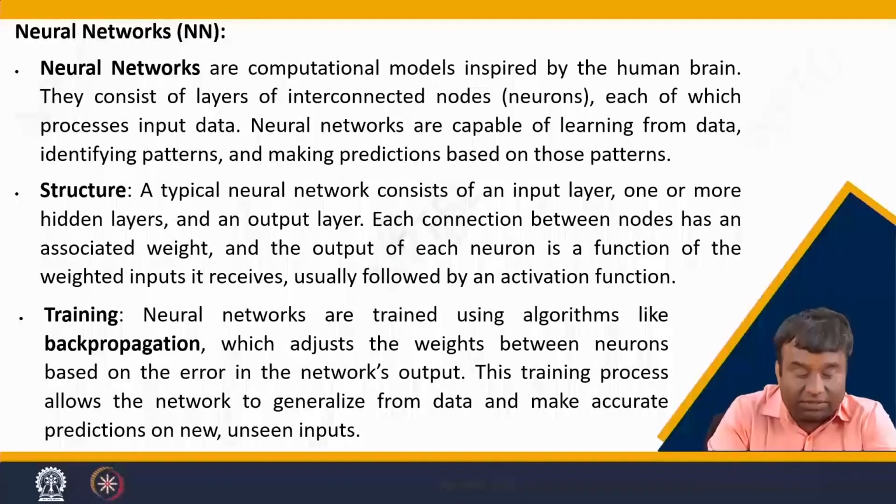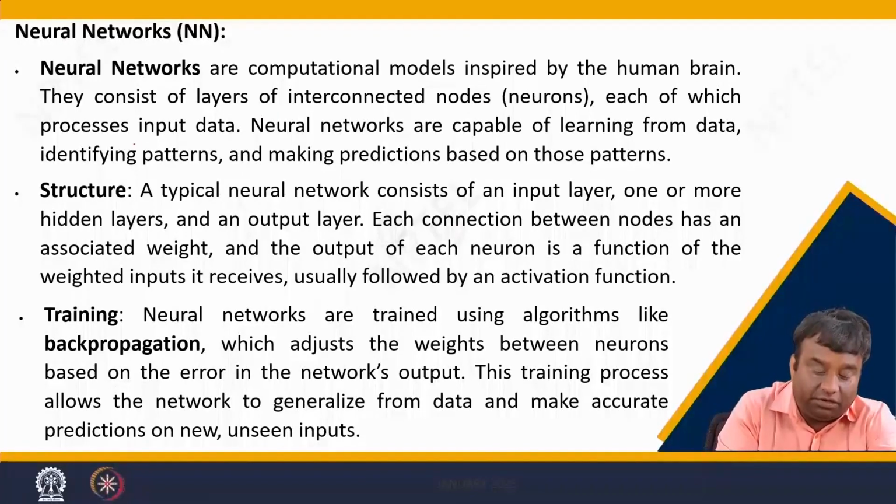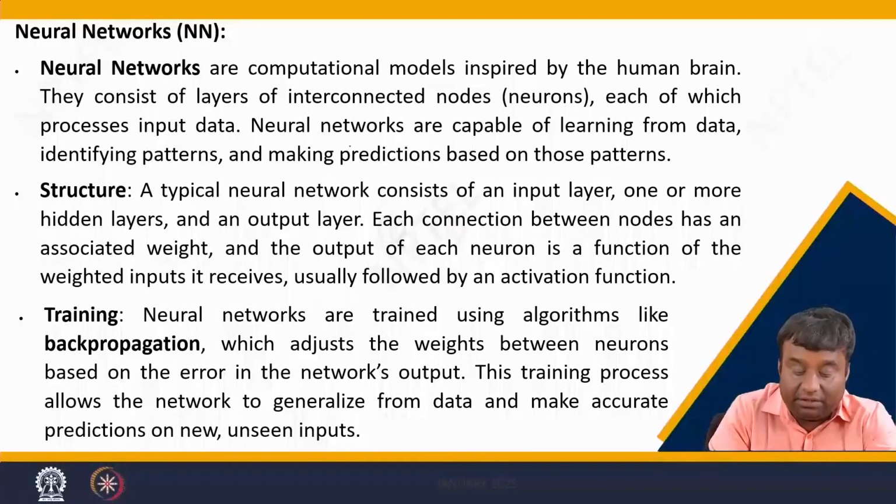Second is the neural networks. So, neural networks are computational models inspired by the human brain. They consist of layers of interconnected nodes or neurons, each of which processes input data. Neural networks are capable of learning from data, identifying patterns, and making predictions based on those patterns.